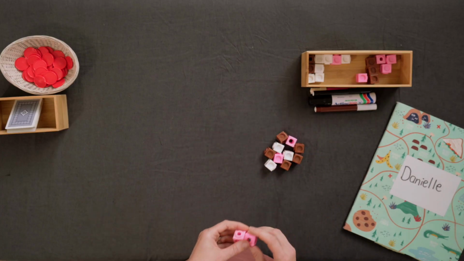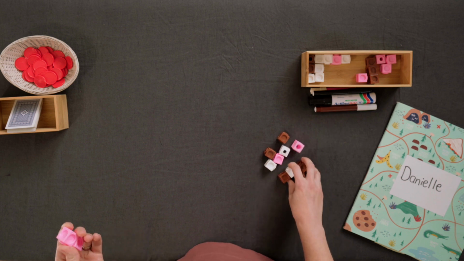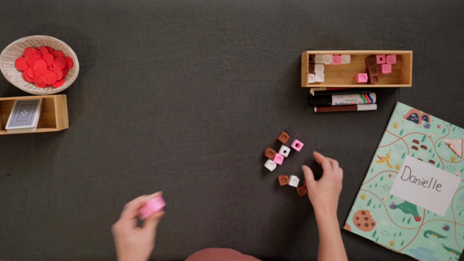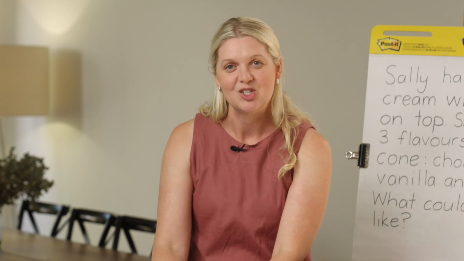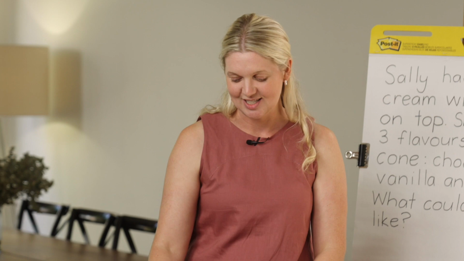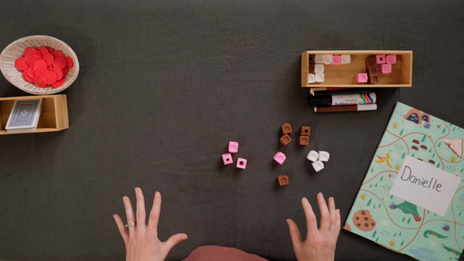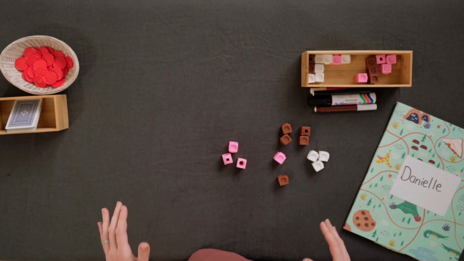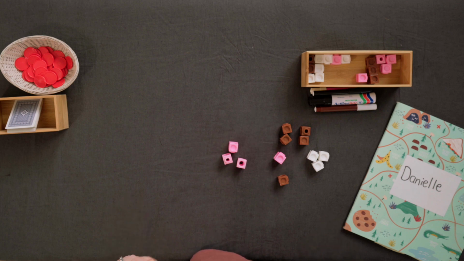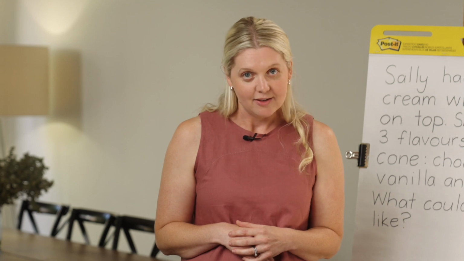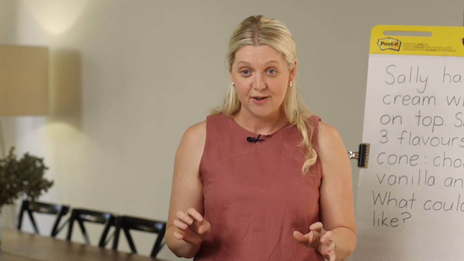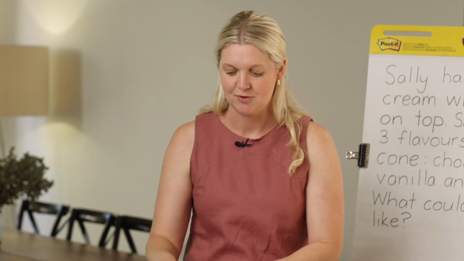Now, I've got 3 different colours here. Can you guess why? That's right. Pink is for the strawberry, the brown is for chocolate, and the white is for the vanilla. Let's have a go at finding the different combinations of 8. Okay, so my favourite is chocolate. So for my first combination, I'm going to have lots of chocolate.